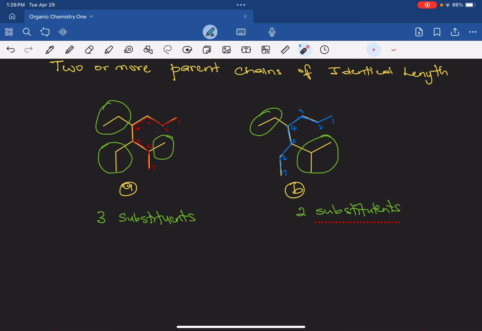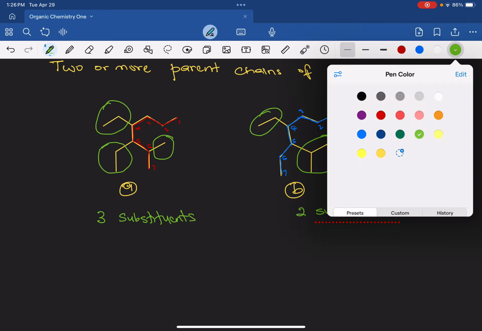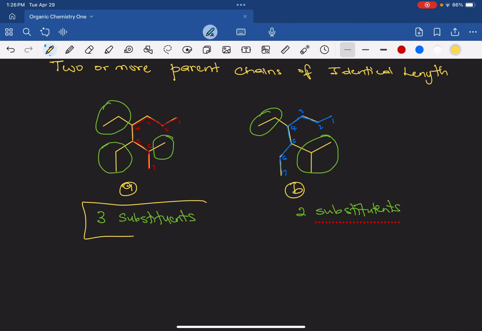So to name this molecule, you're going to go with A as your longest chain and not B, because B is also a parent chain of identical length. B also has a chain with 7, but notice B only has 2 substituents. So with 2 or more parent chains, find the chains, and then look to see which one of them has the most substituents.